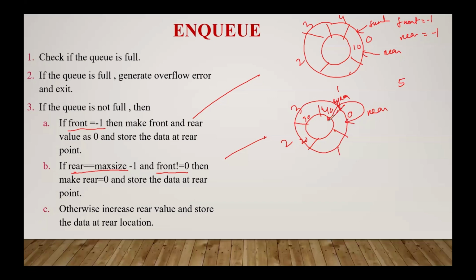So what happened? This is the case where we convert the linear queue to the circular queue. We point to the starting node and store the data. Otherwise, in this case, rear is not at the maximum and front is not equal to 0, which means data is already present. So simply, we have to increment the rear value and store the value. So this is the operation we have to perform whenever we go for the NQ.